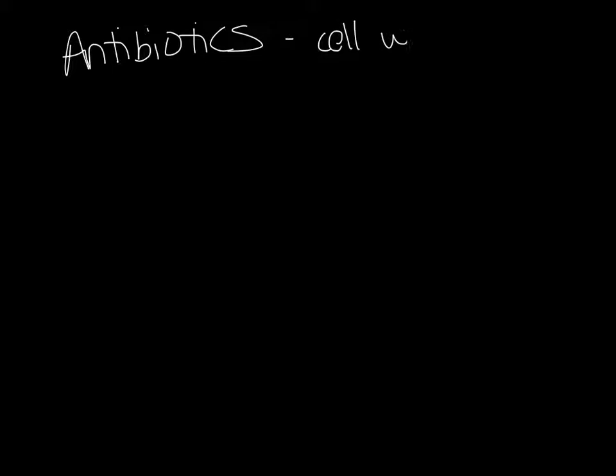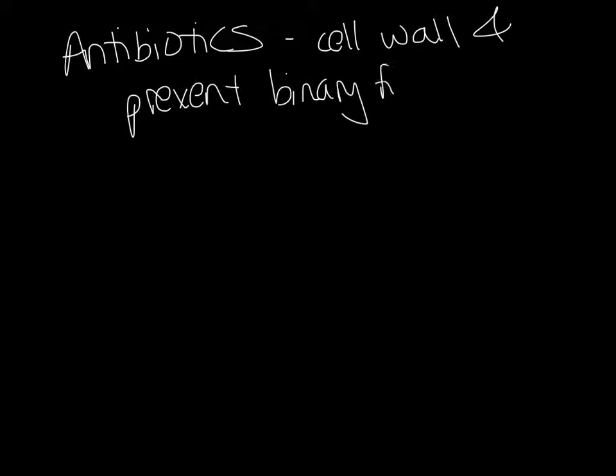So we've touched on shapes of bacteria and how we treat them and how they reproduce, but the main thing that we use is antibiotics. Antibiotics can attack the bacteria at different areas, specifically their cell wall, and they can also prevent reproduction. They can prevent binary fission. So we have antibiotics as a way to control bacteria.